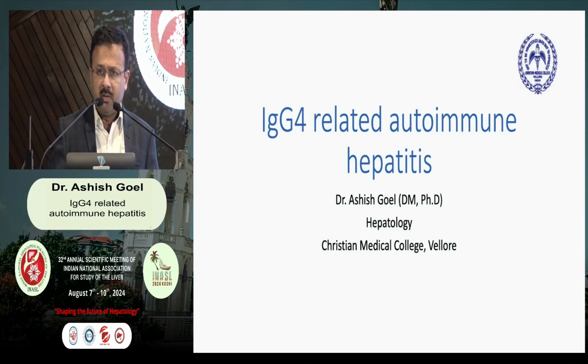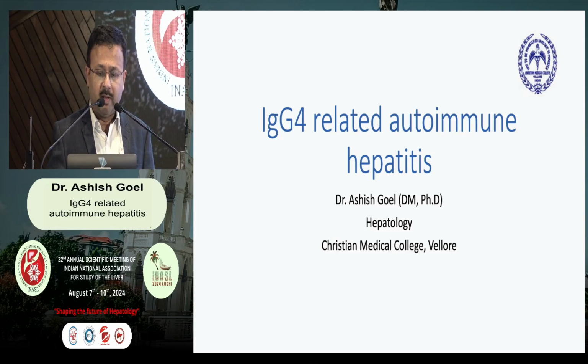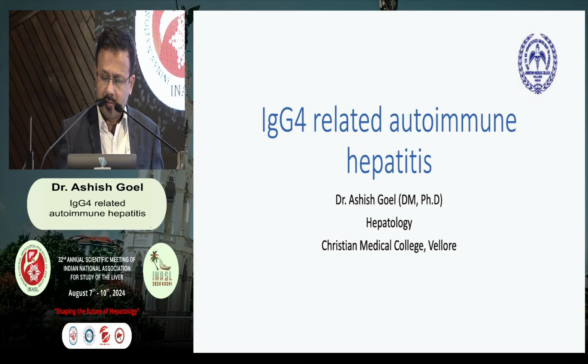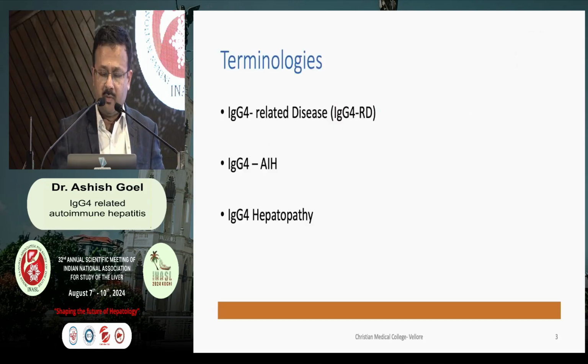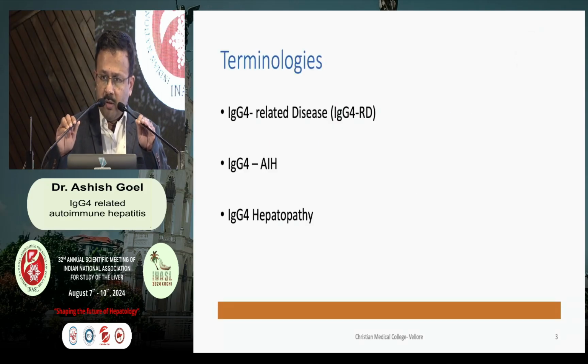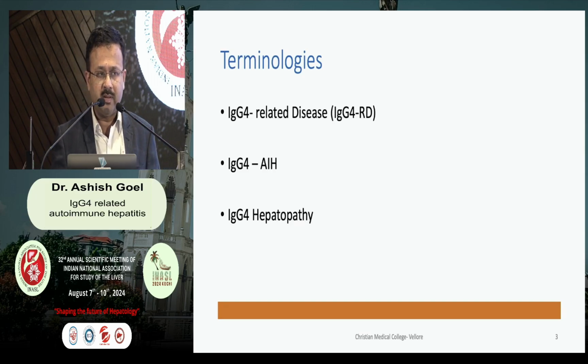The disclaimer: there is very little data on this topic, IgG4 related autoimmune hepatitis. So bear with me, I'll try and summarize whatever we have. I'll be concentrating only on the terminologies. There are three terminologies that we need to understand currently: IgG4 related disease, IgG4 related autoimmune hepatitis, and IgG4 hepatopathy.